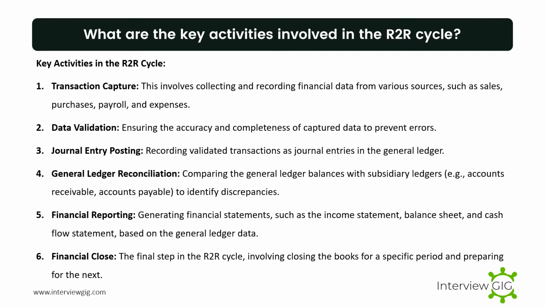4. General ledger reconciliation, comparing the general ledger balances with subsidiary ledgers, e.g., accounts receivable, accounts payable, to identify discrepancies. 5. Financial reporting, generating financial statements, such as the income statement, balance sheet, and cash flow statement, based on the general ledger data. 6. Financial close, the final step in the R2R cycle, involving closing the books for a specific period and preparing for the next.